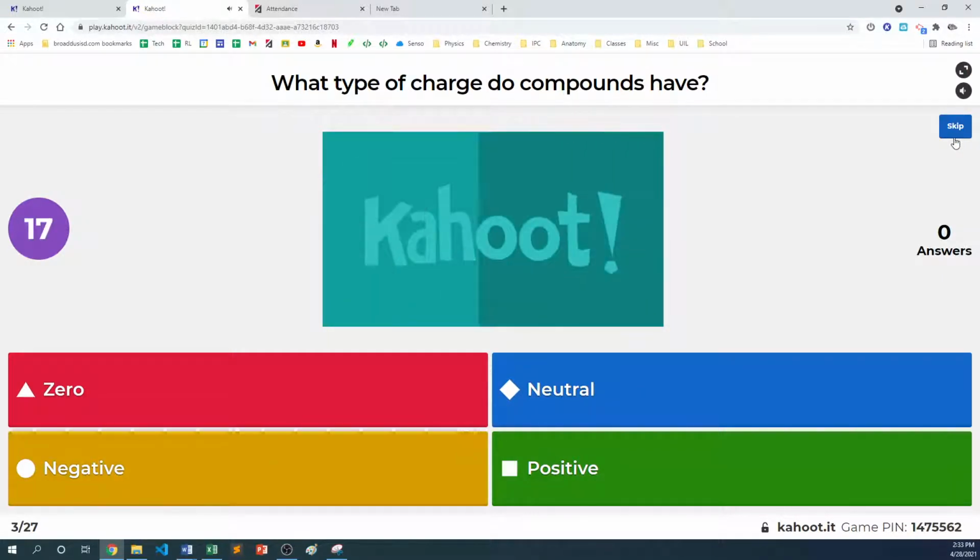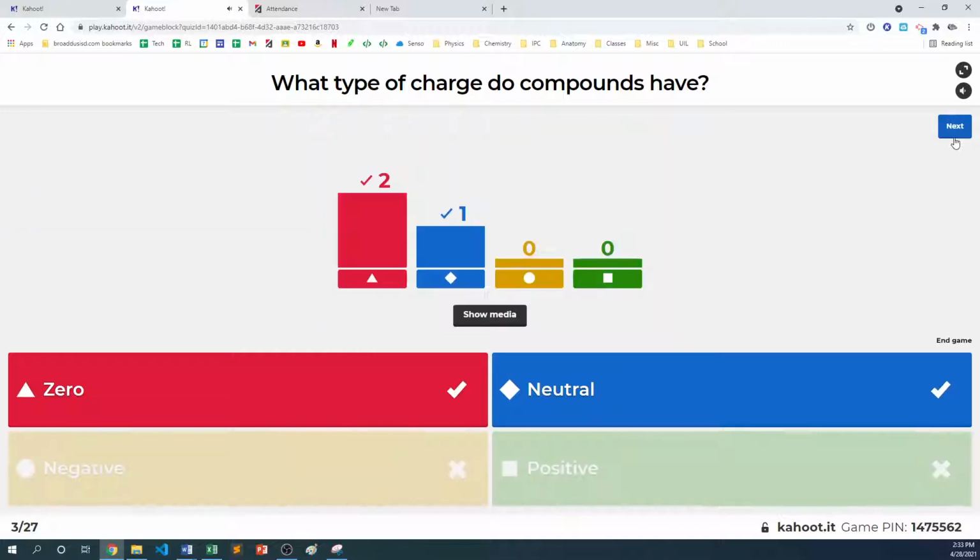What type of charge do compounds have? Not negative. Neutral or zero are both acceptable answers. It has no charge. It has a neutral charge. Or it has a charge of zero, because all the inner charges cancel each other out.